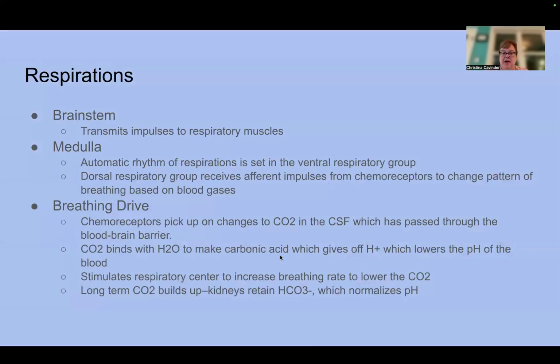So when we take a breath, it comes from the brainstem. The brainstem is getting impulses throughout the body from chemoreceptors, and those chemoreceptors are picking up how much CO2 is in the blood. And then that goes to the brainstem. The brainstem is getting those transmitted impulses from the brain, from other chemoreceptors in the body, and it sends a neural impulse to take a breath.